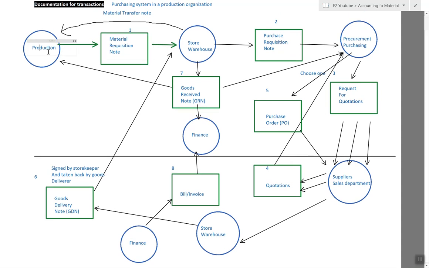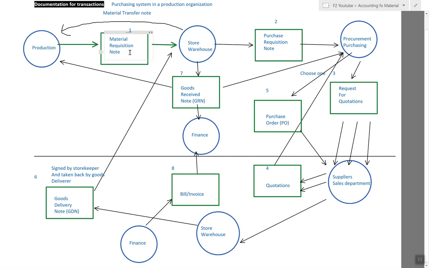So the first thing we have is the production department. The production department needs material. When it runs out of material, it will prepare this document. If the organization is smaller, then material will be within the production department. As I said, when organizations are bigger, usually they have many departments and the work is divided. So the production department will only produce things, the factory. So when they run out of material, they prepare this document called material requisition note.